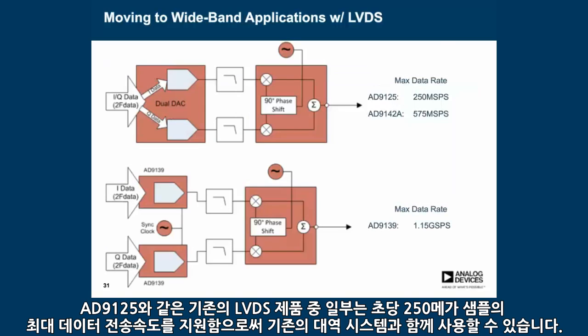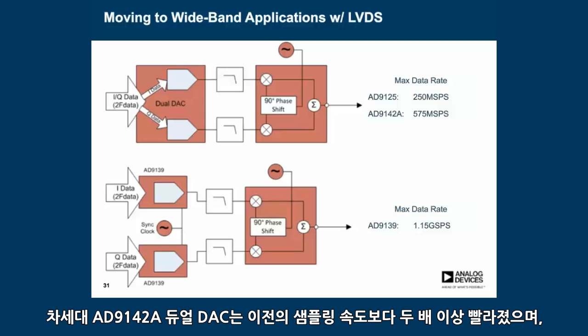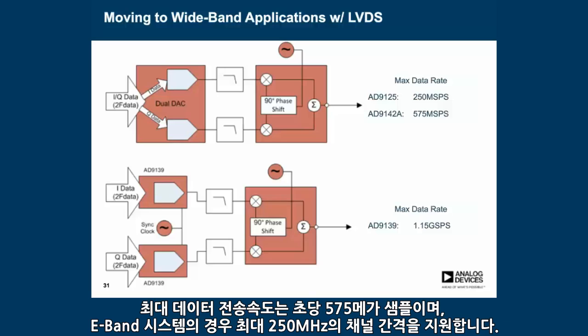Some of our earlier LVDS products, like the AD9125, can be used for the traditional band systems by supporting a max data rate of 250 megasamples per second. The next generation AD9142A dual DAC provides more than double the sample rate of its predecessor, with a max data rate of 575 megasamples per second, supporting up to 250 megahertz channel spacing for the E-band systems.